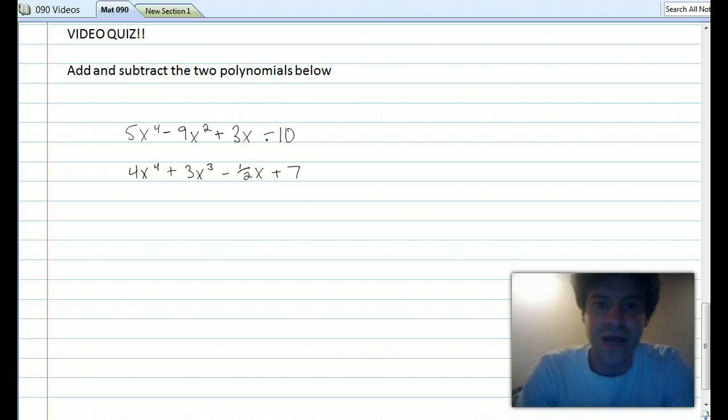Keep your eye on the powers. Make sure that you're combining like terms correctly. You want to add these two things together, and we want to subtract the two, just like we did in the previous example. Good luck, and I'll see you in class.